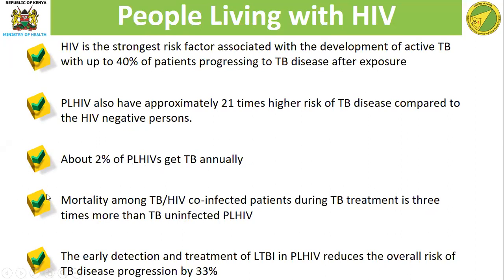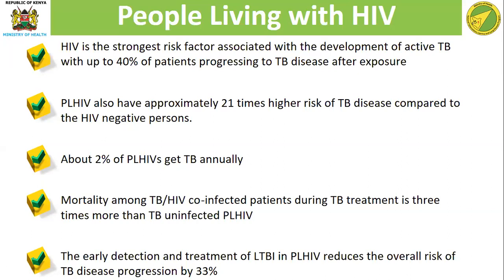The other thing about people living with HIV, and that's why we need to consider them, is the mortality. If you look at our TB patients, right now we're dealing with a mortality of about 10%, meaning maybe 10% of our patients succumb to the disease. But if you look at the group that succumb to the disease, you realize more than half of them are people that were co-infected. They had both TB and HIV.